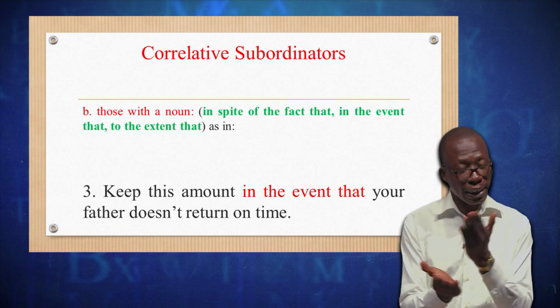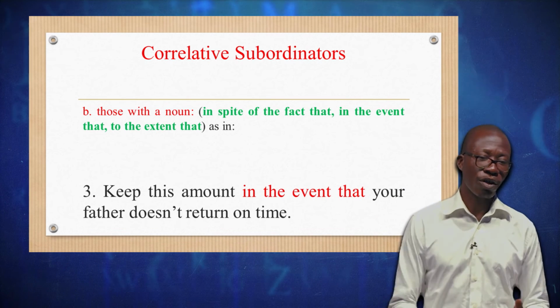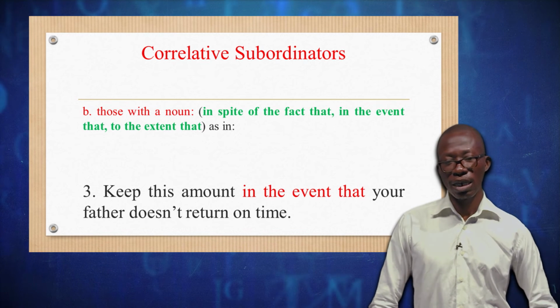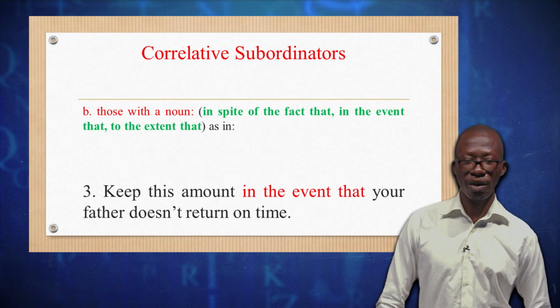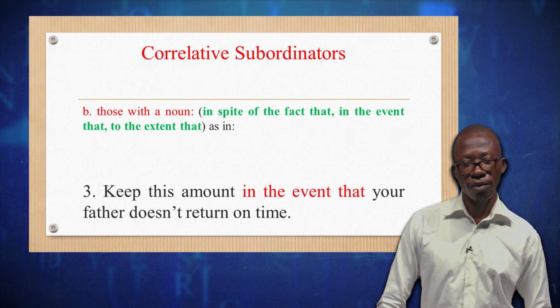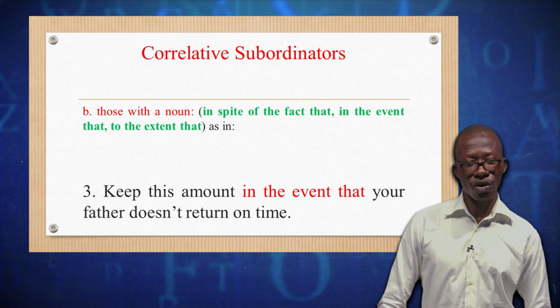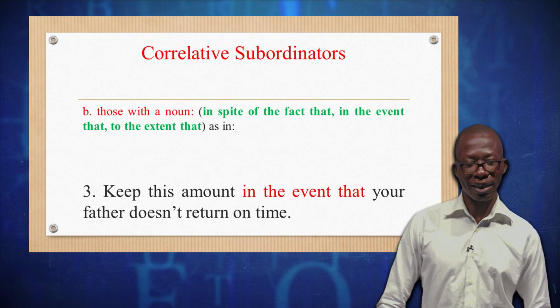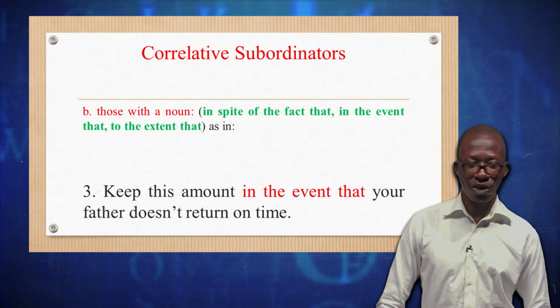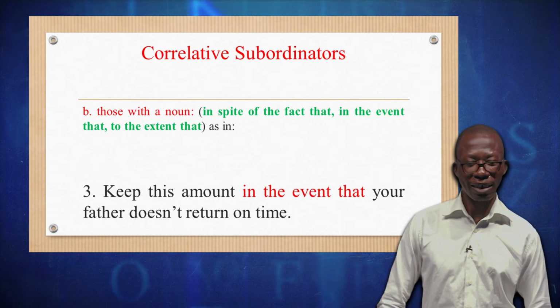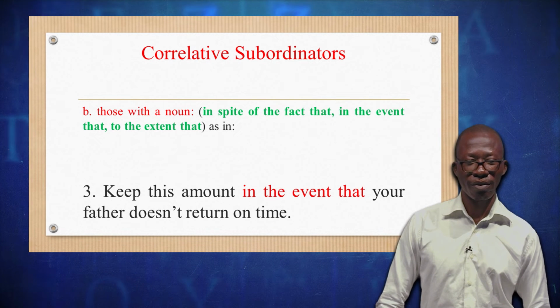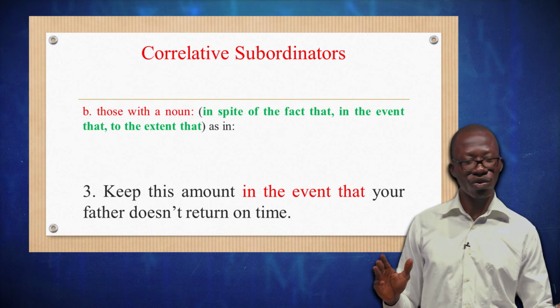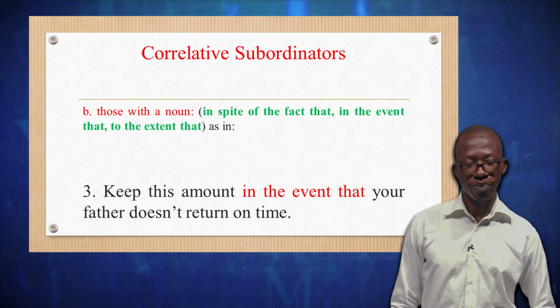But if we place the subordinate clause before the main clause, which we read as, in the event that your father doesn't return on time, keep this amount, it is as though it is certain, and it is as though your father certainly hasn't returned on time. And therefore, you are to keep this amount. So the message in the two isn't the same.